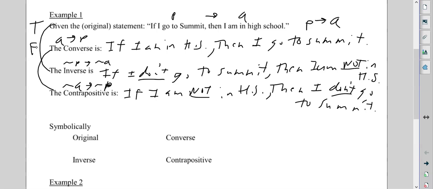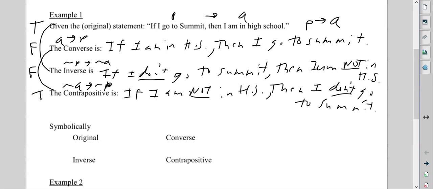If I don't go to Summit, now this can get confusing, so just pick somewhere else. If I don't go to Summit, let's say I go to Eureka, then I am not in high school. Well, that's not true. If I go to Eureka, I'm in high school. If I go to Fox, I'm in high school. So this is also a false statement. If I'm not in high school, okay, so I go to college, then I don't go to Summit. If I'm not in high school, I go to a middle school. I don't go to Summit. That's a true statement.